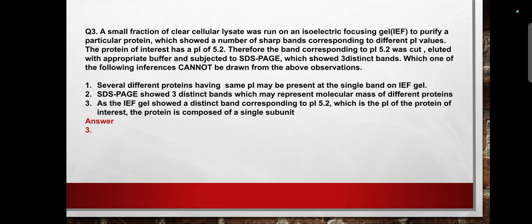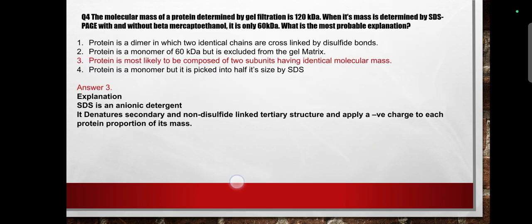The protein is composed of a single subunit. This is not true. They are saying the protein is composed of a single subunit. Why is this not true? Because we got 3 bands on SDS. If the protein is composed of a single subunit, then we should have got a single band only, but we got 3 bands. So the third option is not true, or we can say it cannot be drawn from the above observations.